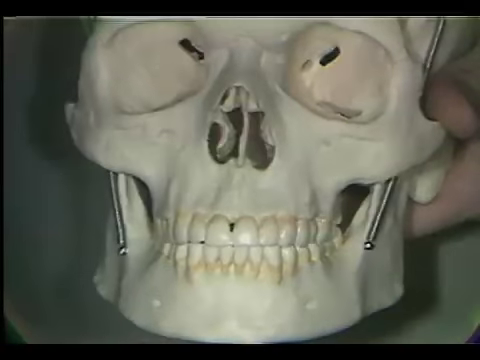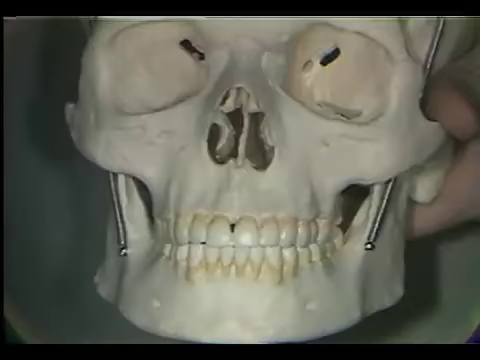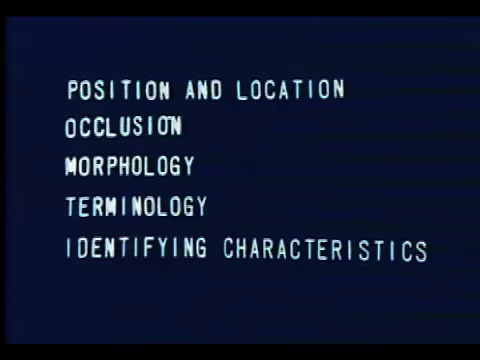In this presentation, we're going to study our mandibular incisor teeth. Our objectives for this presentation are, number one, the location and position of these teeth, as well as their function. We're going to study the occlusion. We're going to help identify our morphology on these and the terminology that describes these teeth. And we're going to go over and review our identifying characteristics of these teeth.